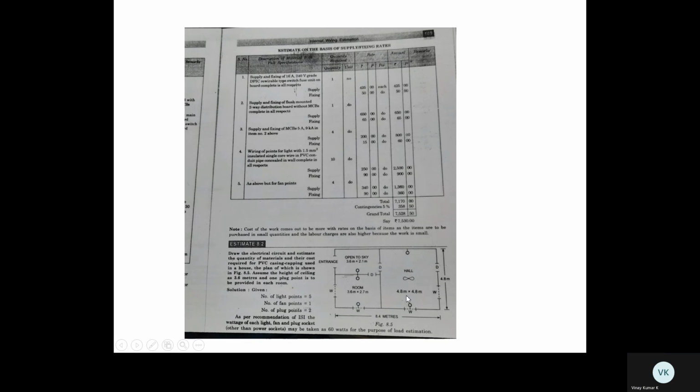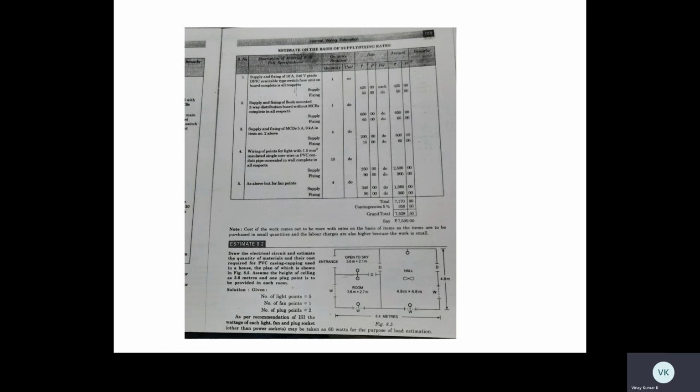Okay. Number of light points: 1, 2, 3, 4, 5. What is given? He has given the fan points and light points already. How many light points has he given? 1, 2, 3, 4, 5. And the fan point is 1. Number of plug points: he has given 2.